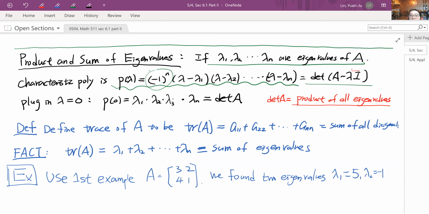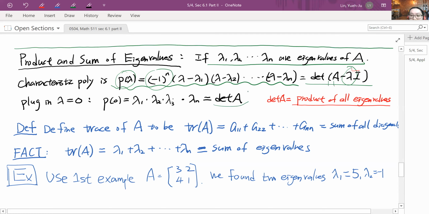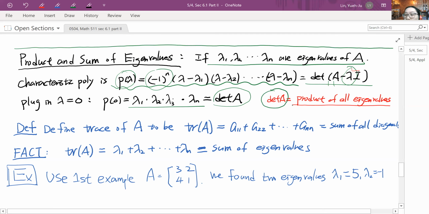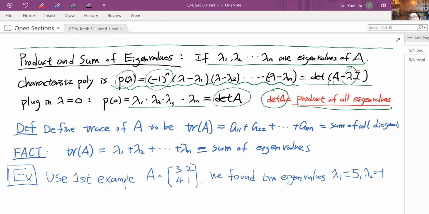So if you plug in lambda equals 0 in this equation, then what's P of 0? P of 0 means you plug in lambda equals 0 in this polynomial. It gives you the determinant of A on the right-hand side, and the left-hand side gives you the product of all the eigenvalues. So what does that mean? It turns out that it doesn't really matter what your n by n matrix is, the determinant will always be the same as the product of all the eigenvalues. So in some sense, if you knew all of the eigenvalues, then you know the determinant, right?